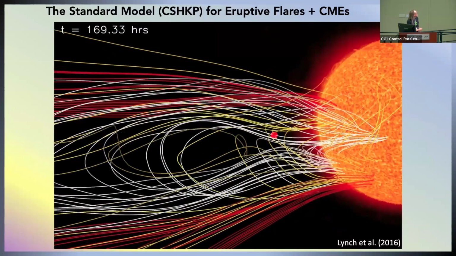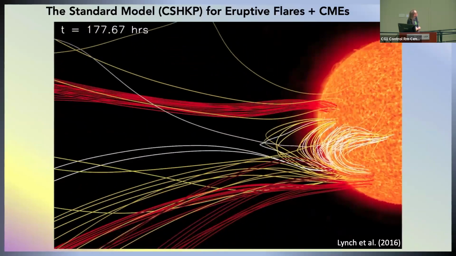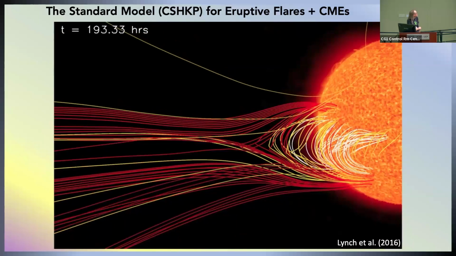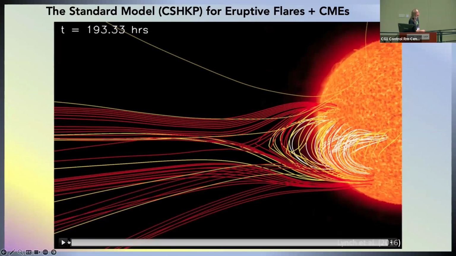And so there it is. Now I've ejected most of my stressed field, and the remaining field closes back down. You'll notice that the size of this streamer afterwards is sort of comparable to the size of the streamer before we dumped a bunch of energy into it. So if you can play this just one more time.